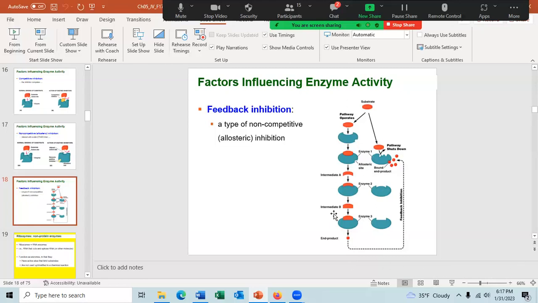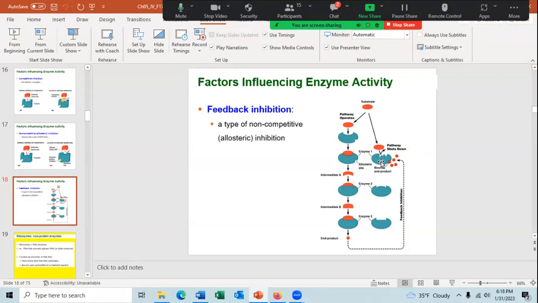So this feedback inhibition is common in cells. Oh, and the other reason it's common in cells is if you don't have enough end product around, this end product binding to this enzyme here will every once in a while fall off simply by stochastic reactions, meaning the binding is not permanent and it will fall off.